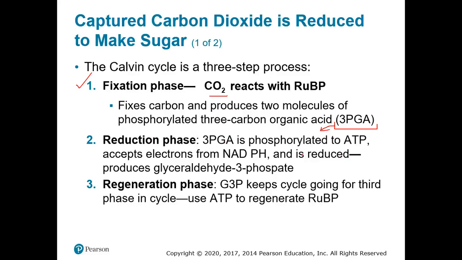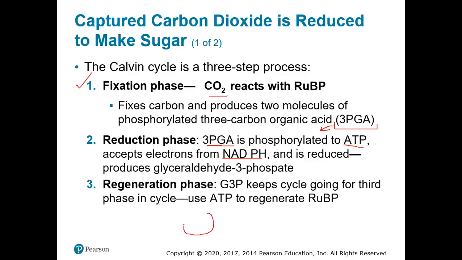the reduction phase. And the reduction phase is where we take that PGA that we just made, and this is where we're going to use our ATP and NADPH, that full electron carrier, from our light-dependent reaction. So this is where what we just produced in photosystem 1 and 2 are going to come into play. Okay, reduction. And then our last step is called regeneration.